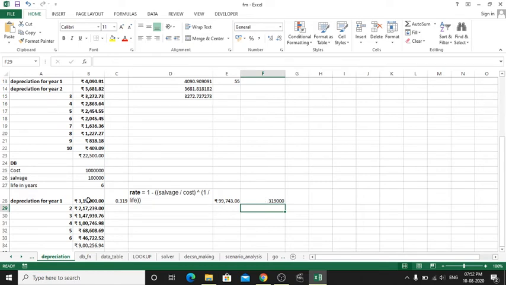319000, this is what we obtained here also. So this is for the first year. Since we don't have any useful life, we do not use the useful life. So here it is just the cost value into the rate, the fixed rate. So this is the actual calculation, and for this actual calculation we need the rate value, that is why I calculated it here.